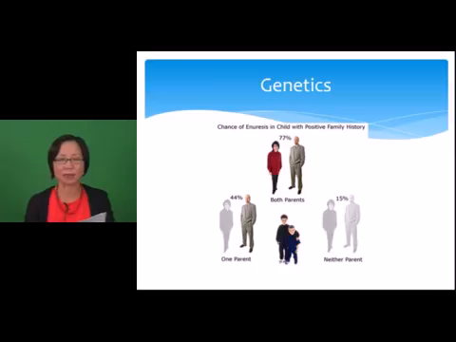Genetics also plays a big component in monosymptomatic enuresis. Unfortunately, if both of your parents have nocturnal enuresis in their history of childhood, you have a 77% chance of having it yourself. If only one parent had a history of nocturnal enuresis in childhood, that risk goes down to 44%. And if neither of your parents had a history of nocturnal enuresis, you only have a 15% risk.